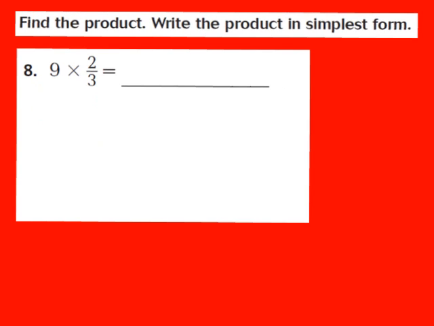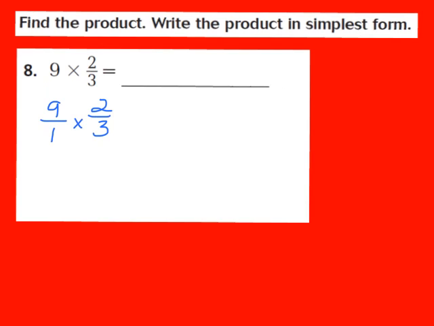Now let's take a look at question number 8. Once again, we're going to find the product, and we're going to write that product in its simplest form. Well, for question 8, they give us the whole number 9 times the fraction 2/3. Now, once again, I'm going to focus on that whole number factor, which is a 9, and what I'm going to do is rewrite that 9 as 9 over 1. So I'm going to begin to rewrite my problem. So 9 is now going to become 9 over 1, and I'm multiplying that by the fraction 2/3.